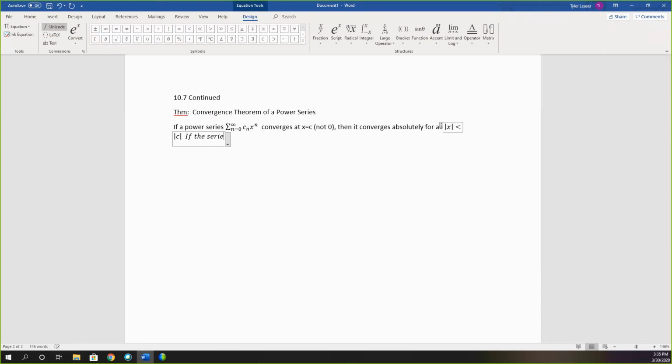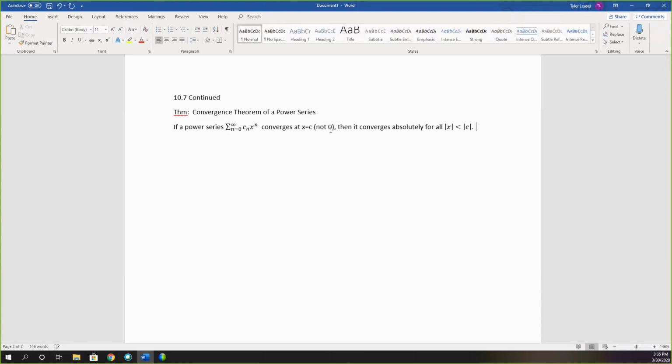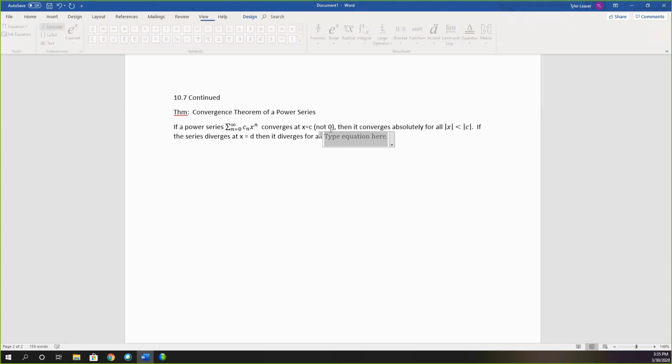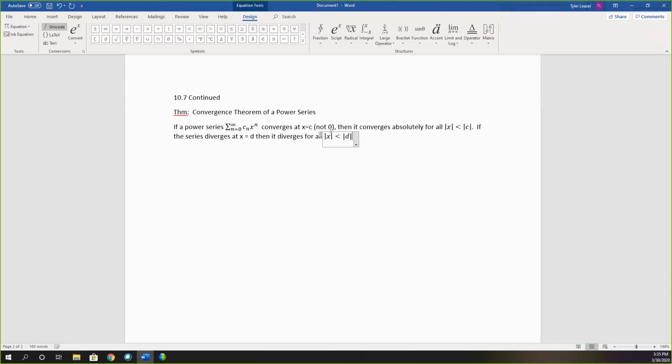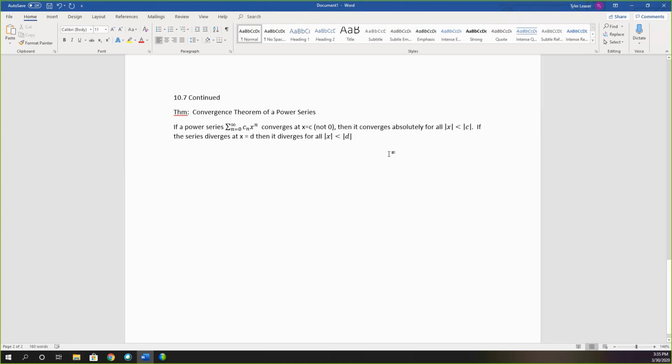If the series diverges at some point x equals d, so just some other value, then it diverges for all absolute value x greater than absolute value d. All right, so what this theorem is saying is that if you can figure out somewhere where it converges, then it is always going to converge less than that number as far as absolute value goes. If you found somewhere where it diverges, then it's always going to diverge for any number beyond that value.